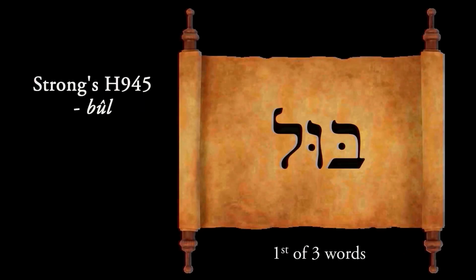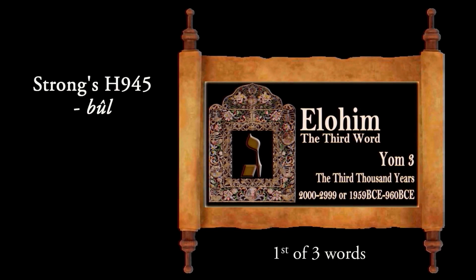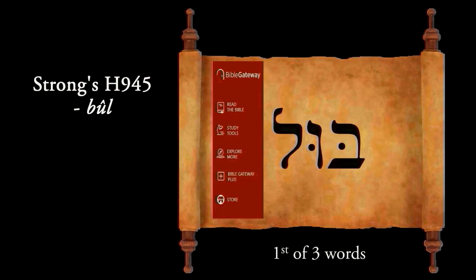Well, it happened. The day after uploading this video, the subject bool was brought to my attention. In the video Yom 3 Elohim, the 3rd word, we referenced 1 Kings 6:38, but we only relied on the English translations of this verse. After all, the English translations found on the Bible Gateway website say that bool is the 8th month. Well, that is except for one.